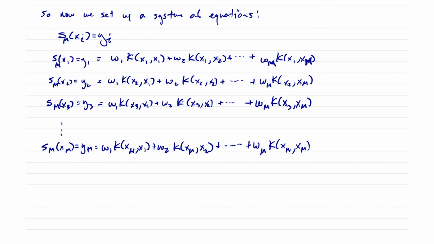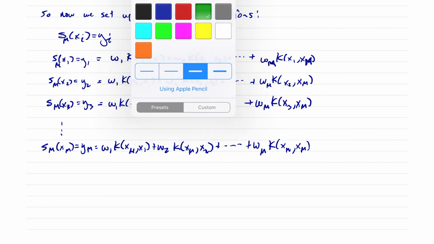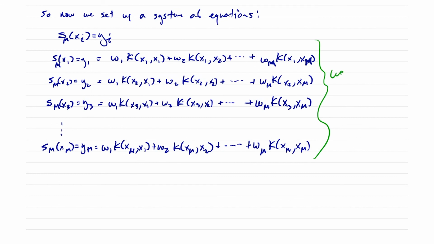All right, so now we have a system of equations. What we want to do is find the wi, and this is linear in w.